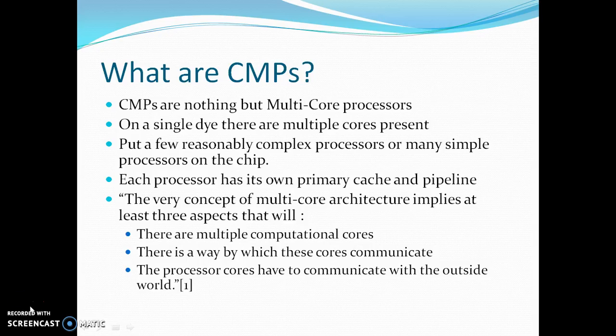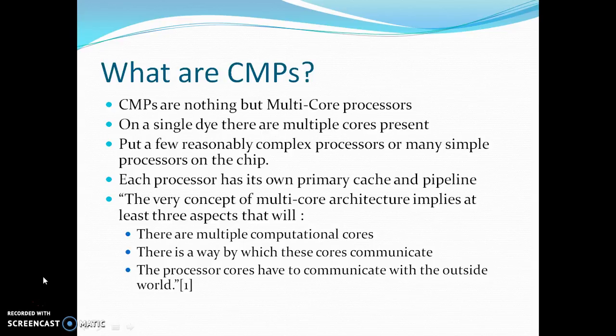So to overcome all these limitations and to come up with a new architecture, computer architects introduced a new type of architecture, that is chip multiprocessors. Chip multiprocessors are nothing but multi-core processors. That is, on a single die there are multiple cores present. On the same chip area as that of a conventional microprocessor, we could increase the number of cores. Each core on the processor will have its own primary cache and a pipeline. Also, there will be ways by which the cores will communicate with each other.